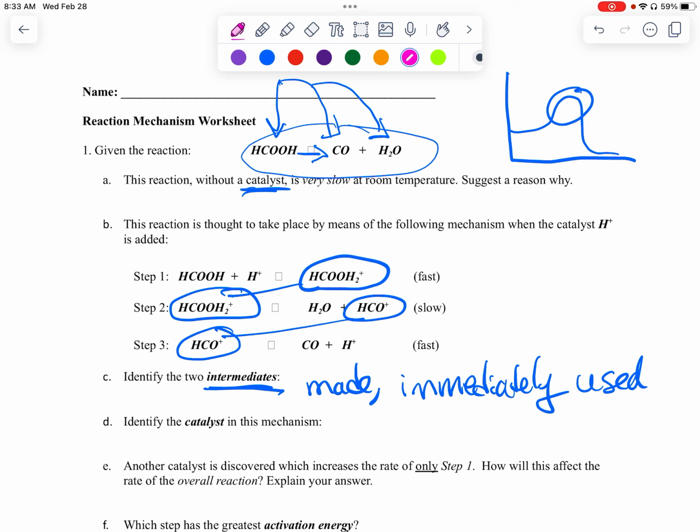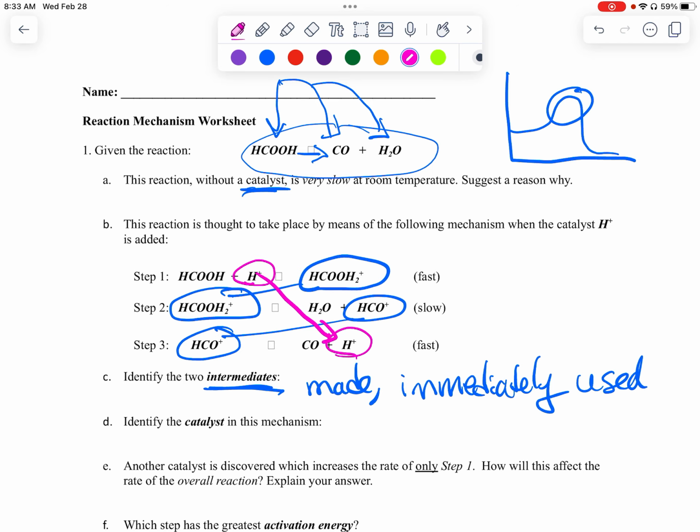Now, catalysts are a little different. A catalyst is something, if you have one, it shows up at the very beginning and it shows up again in the end. But it doesn't actually get used up. It's there in the beginning and it's there in the end. So there's your catalyst. All right.